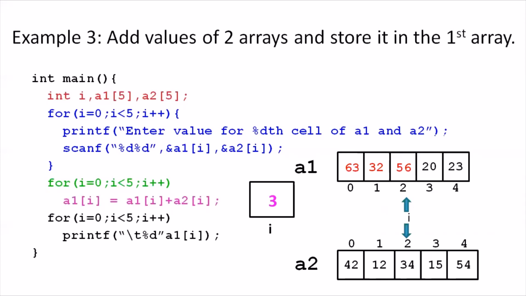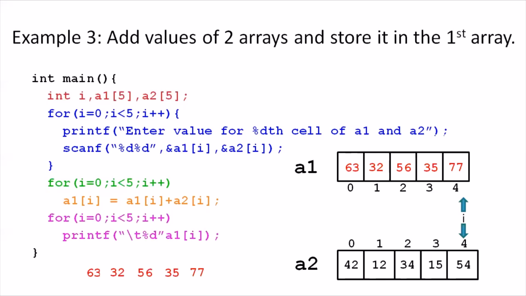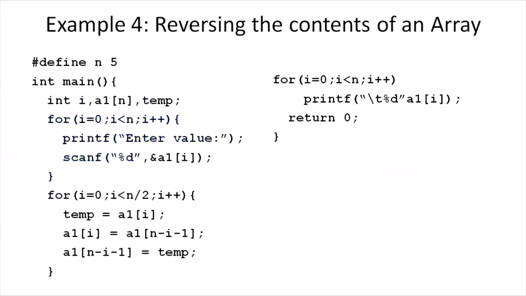Further, the values of a1[3] and a2[3], that is 20 and 15, get added as 35, which is stored back in a1[3]. Finally, the values a1[4] and a2[4], that is 23 and 54, get extracted and added. The sum 77 is stored back in a1[4]. The next loop displays the content of the array a1, which in this case is 63, 32, 56, 35 and 77. Next, let us take a look at another example.